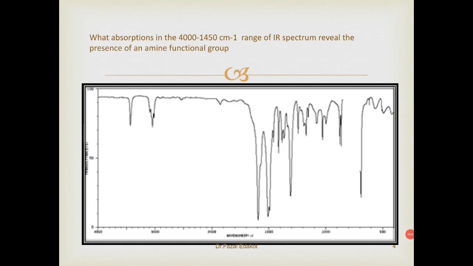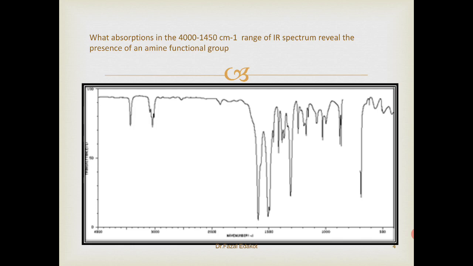Next, similar to the OH functional group, where OH is between oxygen and hydrogen, in the same way comes the NH bond, between nitrogen and hydrogen. Of course, oxygen is the second most electronegative atom. Nitrogen is a bit less electronegative than oxygen. So what absorption in the 4000 to 1450 per centimeter range of the IR spectrum reveals the presence of an amine functional group? You need to observe this graph.